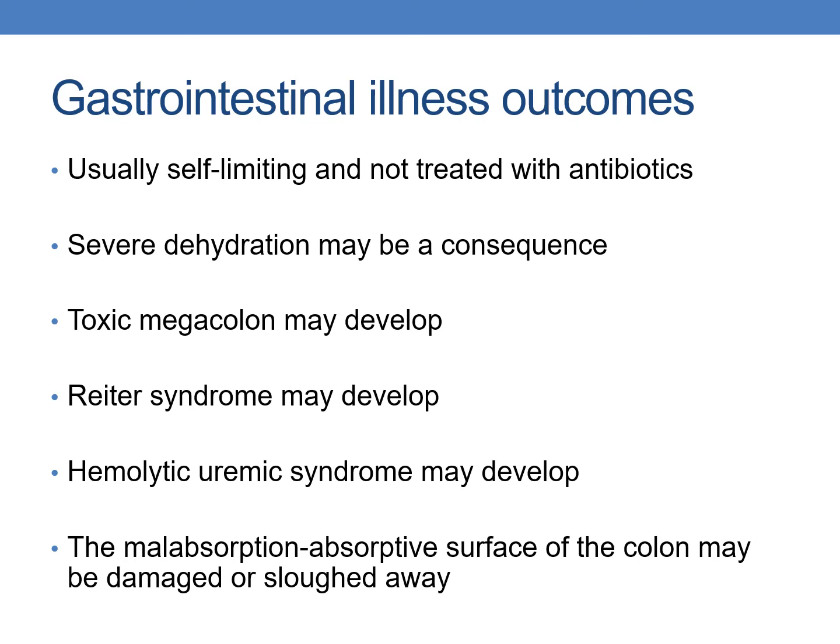Usually our patient will have severe dehydration as a consequence of having a gastrointestinal illness, and they may develop what's known as toxic megacolon. Toxic megacolon is a condition when the colon swells and holes start to develop in the colon, so stool actually spills out of the colon and into the abdominal cavity. Patients may also develop Reiter syndrome, which is a reactive type of arthritis. Other diseases associated with gastrointestinal disease would be hemolytic uremic syndrome, and also most people will experience a malabsorption, as the absorptive surface of the colon can be damaged or sloughed away.